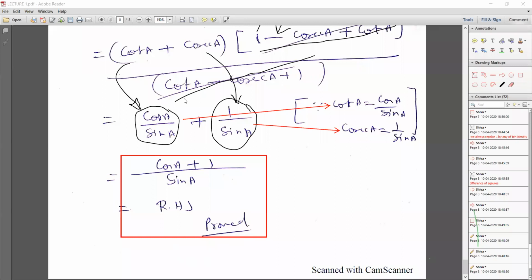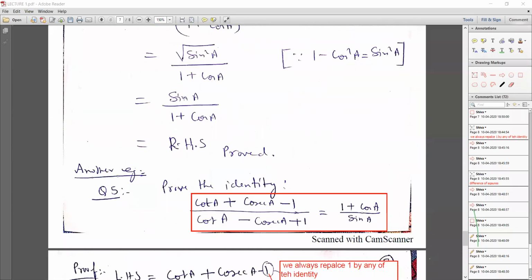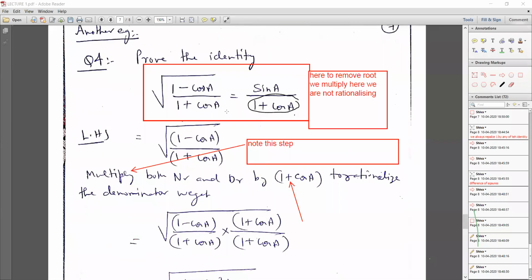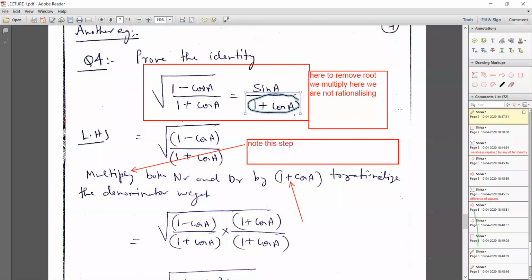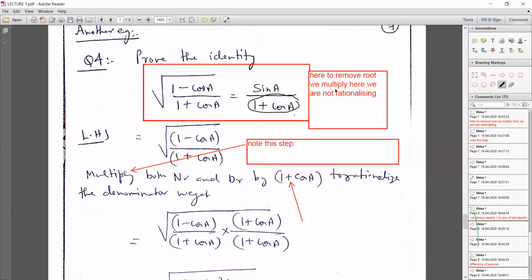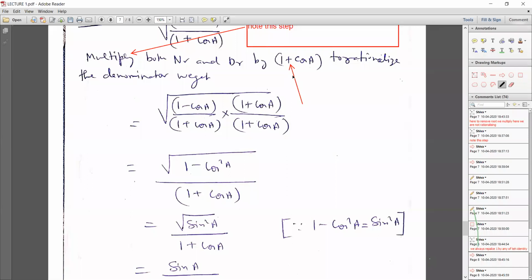Saad, you have asked what is the product 1 plus cos A into 1 plus cos A? It is 1 plus cos A whole square. You are talking about question number 4. So 1 plus cos A into 1 plus cos A is 1 plus cos A whole square. And the square of any number, if it is coming inside the square root sign, then the square root sign is automatically removed. That's why I have written 1 plus cos A in the denominator in question number 4.